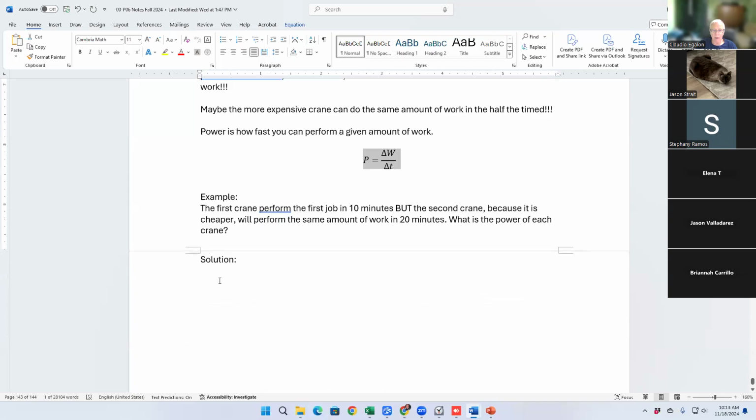Okay, so we are talking about 10,000 joules. Here we go, P1. This is going to be delta W divided by delta T1. The amount of work is going to be the same, right? It's just the amount of time that's changing. P2 is going to be like that. And then we can start crunching some numbers here. The amount of work is 10,000 joules.